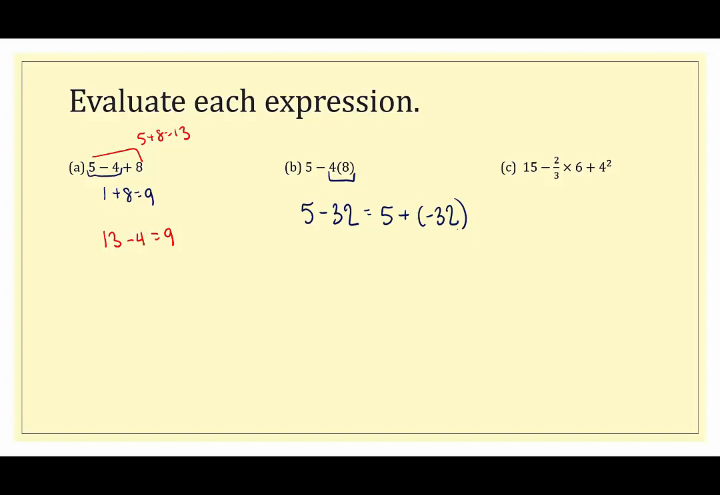However, now we're trying to add two things with opposite signs, positive 5 and negative 32. So we go back to subtracting. 32 minus 5 is 27, and the 27 gets the sign of the 32. So our final result here is negative 27. I'm just going to put a box around our answers.